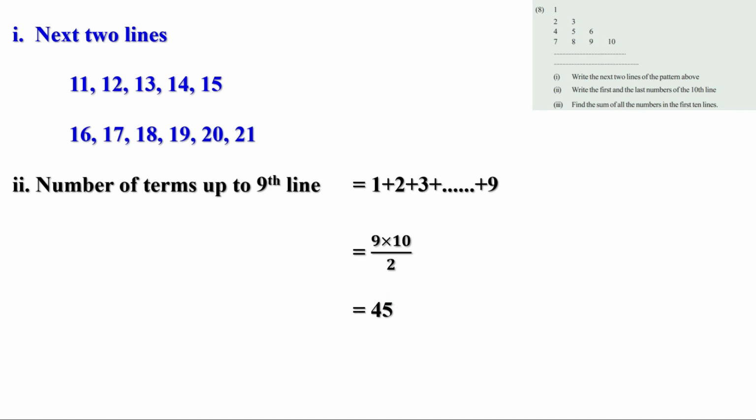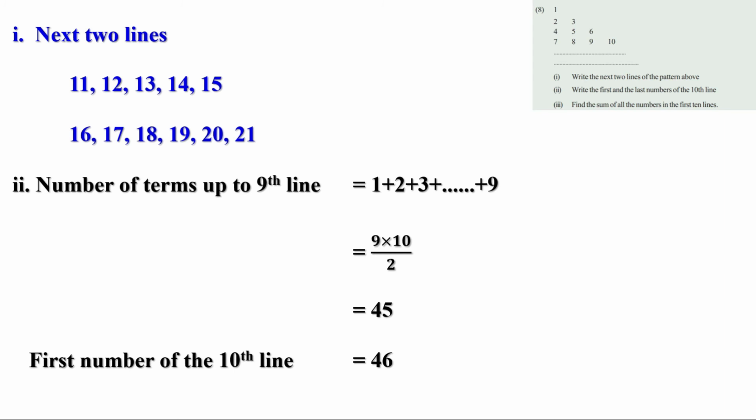So when we consider up to the 9th line, there are 45 numbers. So the first number of the 10th line is the 46th term of the sequence. We are taking natural numbers starting from 1. So the 46th term means it is actually the 46th natural number, and that is 46. So the first number of the 10th line is 46.